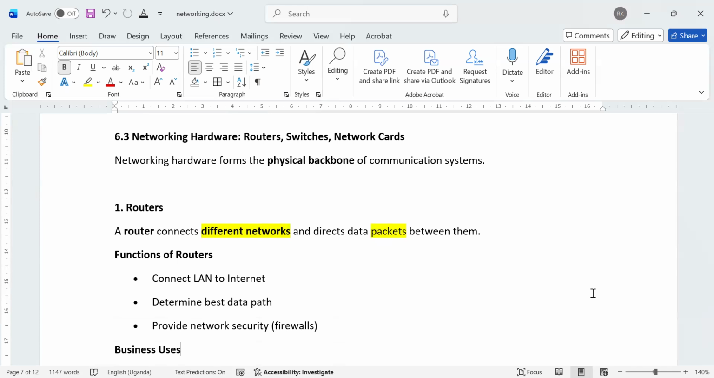I don't want to go too much into technical issues, but what we call a best data path means the router is going to find a shortcut somewhere so that you don't take a long cut. Okay? I don't want to go too much into things which will confuse you, but it also provides network security, firewall.